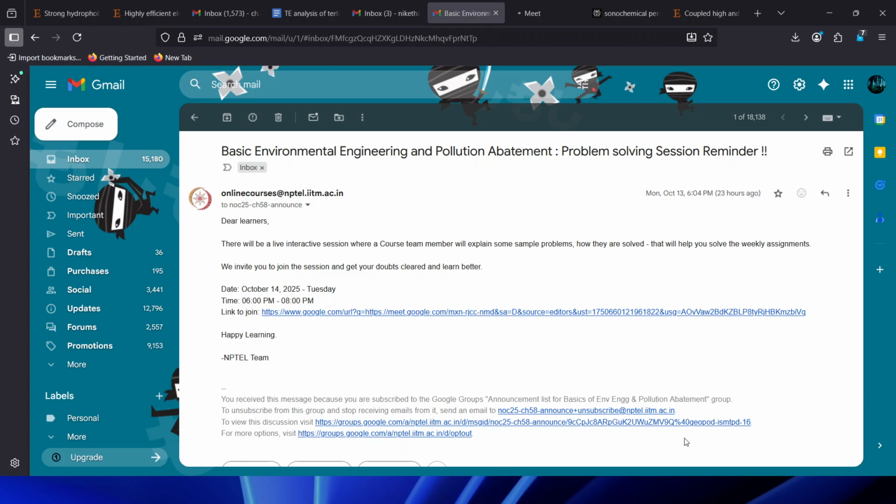And they can be categorized into biomedical waste and e-waste. So these two categories require special handling.